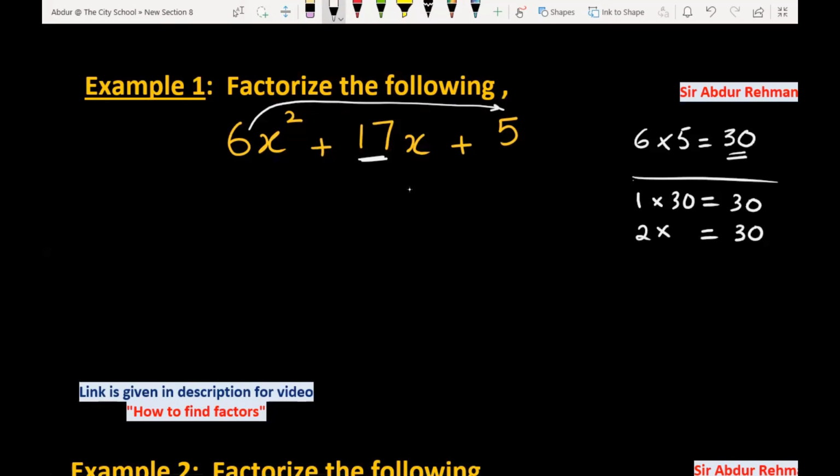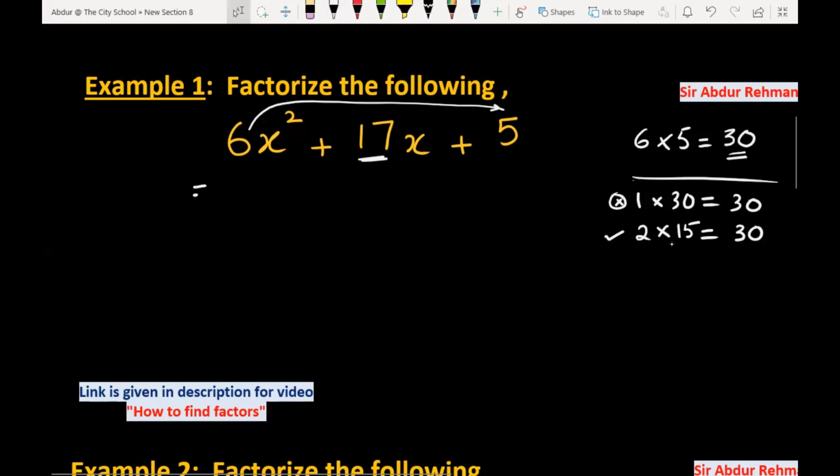Next, 2 times 15 is 30. So let's check. 15 minus 2 is 13, but the middle term is 17 here. So now by addition, 15 plus 2 is 17. Yes, this factor is correct. The subtraction is incorrect. So I'm going to take 15 plus 2.